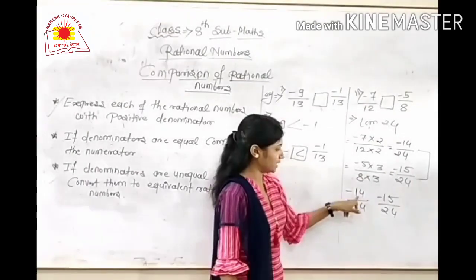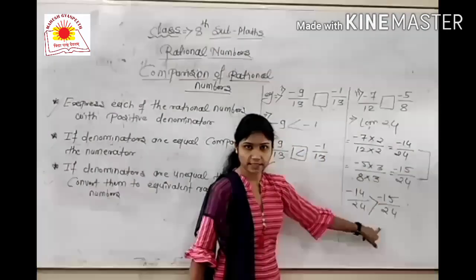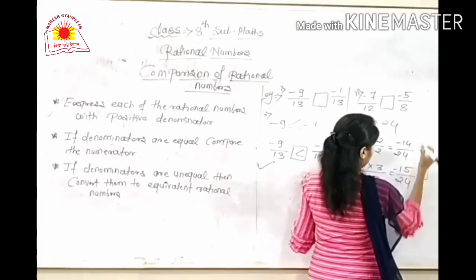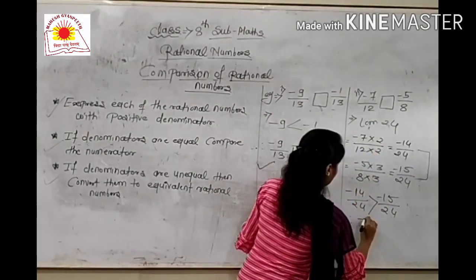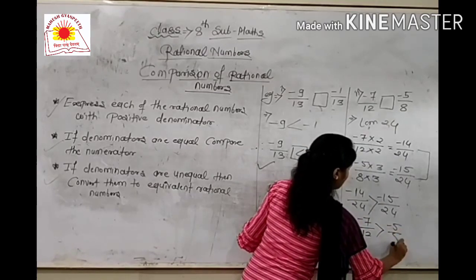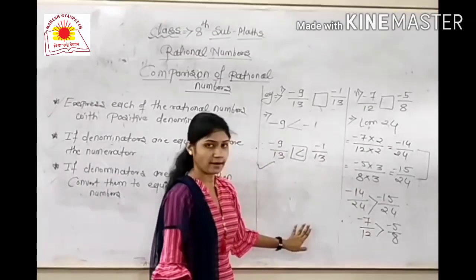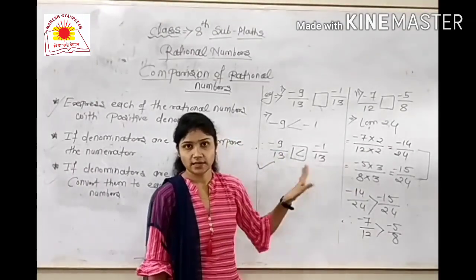Minus 14 upon 24 is greater than minus 15 upon 24. Therefore, minus 7 upon 12 is greater than minus 5 upon 8. This is how we have to compare. Okay, this is called the comparison of rational numbers.